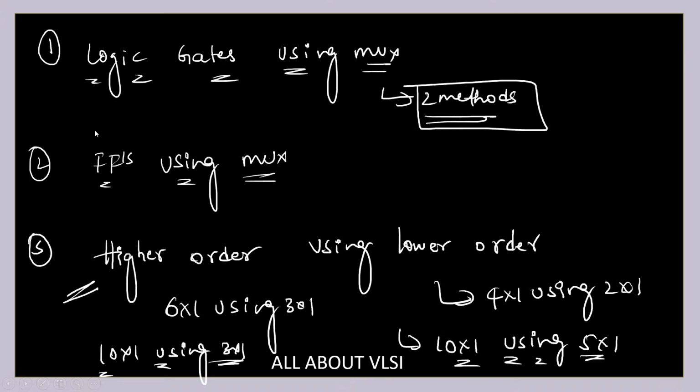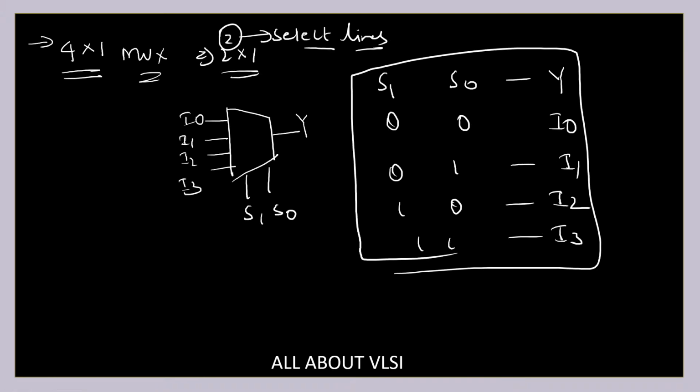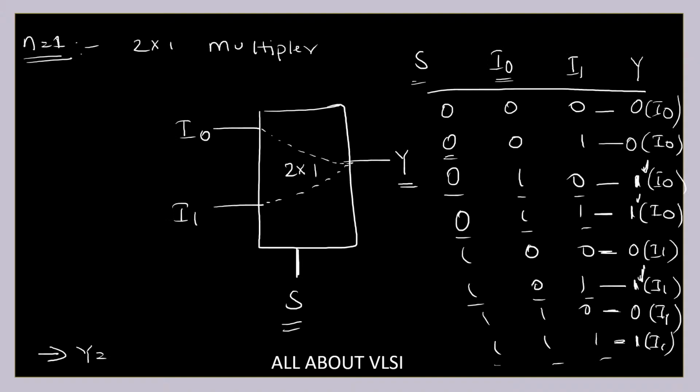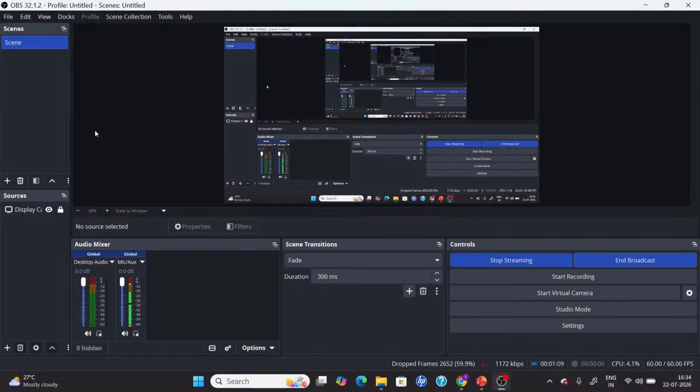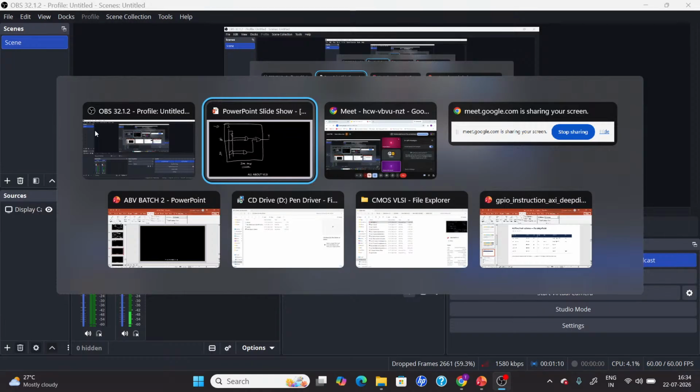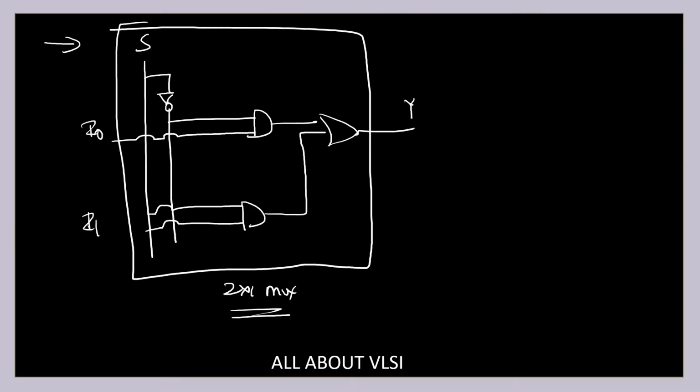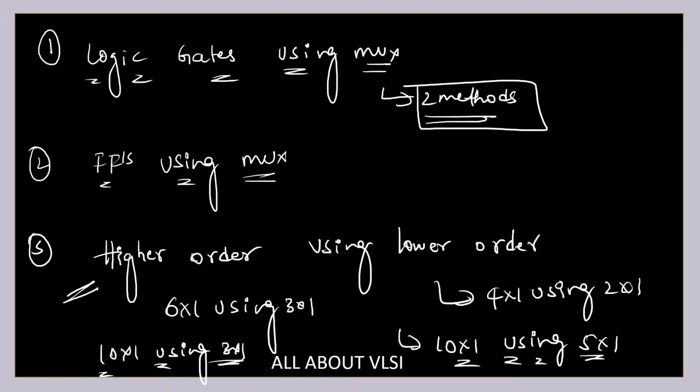So in our previous sessions, we have completed comparators, and we have also introduced multiplexers, right? As I've told you, we are going to discuss different categories of questions: building logic gates using multiplexers, and building flip-flops using multiplexers, which we will discuss after the discussion on flip-flops. Next, we are going to discuss higher order multiplexers using lower order multiplexers.